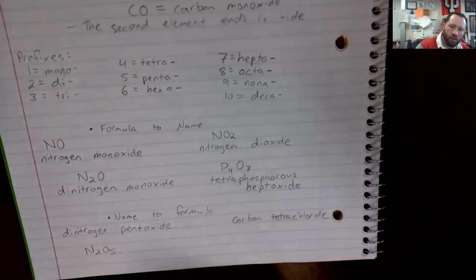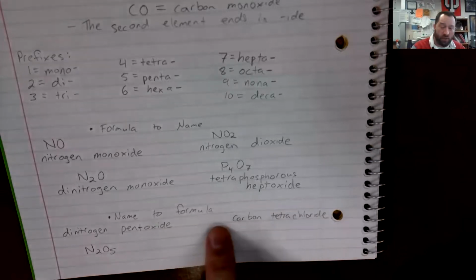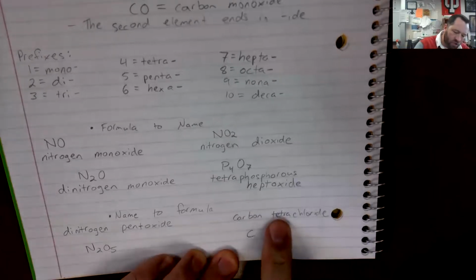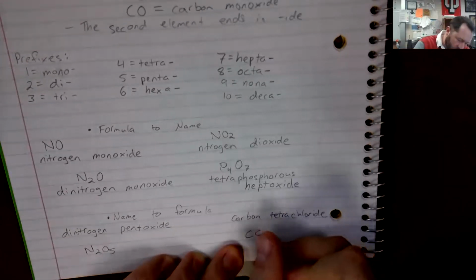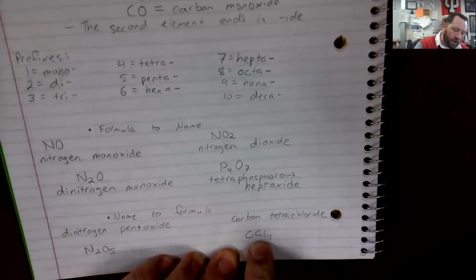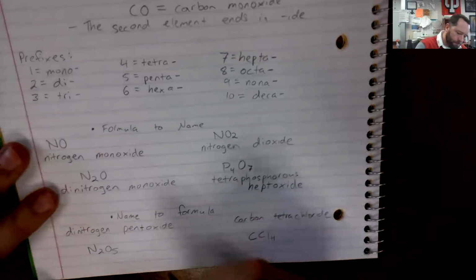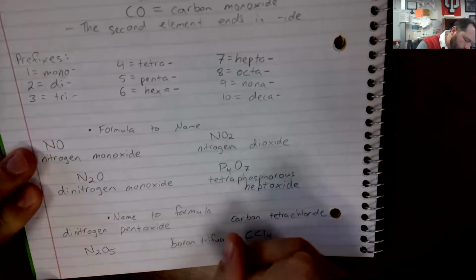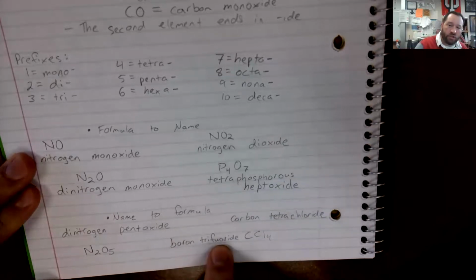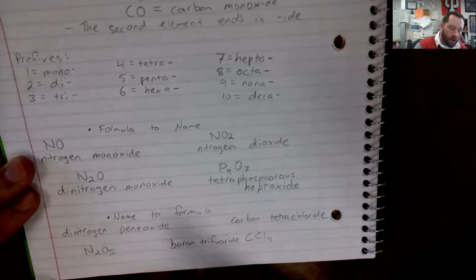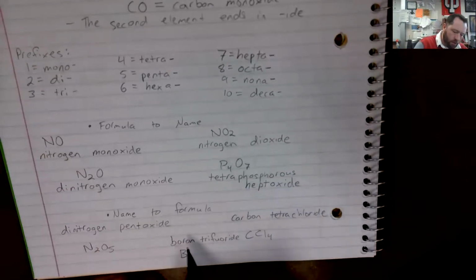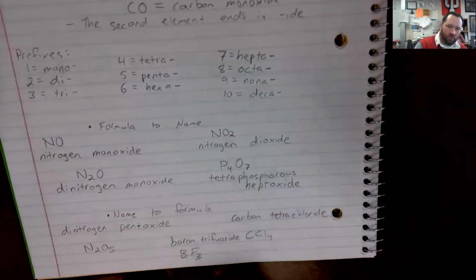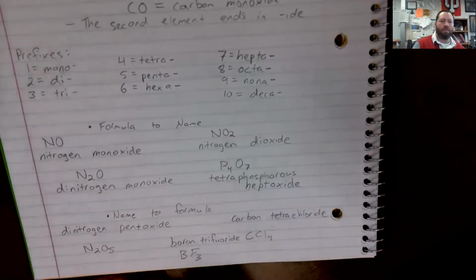Carbon tetrachloride. Again, we don't use mono on the first element, so if there isn't a prefix, we can assume it's just 1 carbon. Tetra is 4, chloride, so CCl4, 4 chlorides, 1 carbon. One more example here. Boron trifluoride. Again, no mono, so that's just 1 boron. Fluoride, and there's 3 of them. BF3, boron trifluoride.